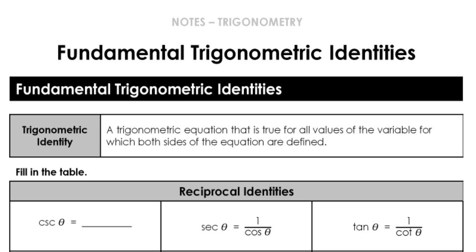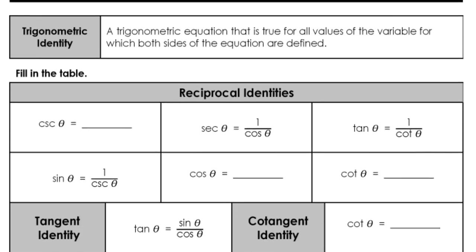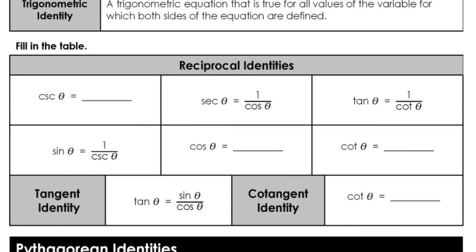First of all, a trigonometric identity is a trigonometric equation that's true for all values of the variable for which both sides of the equation are defined. So let's look at a few examples to help us. These first ones should look familiar.